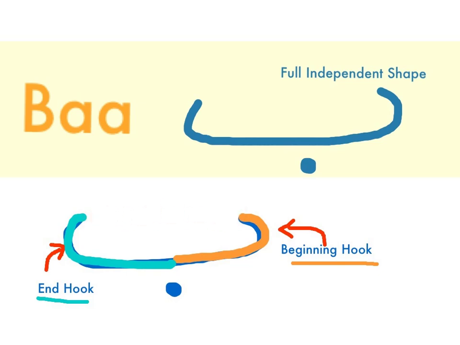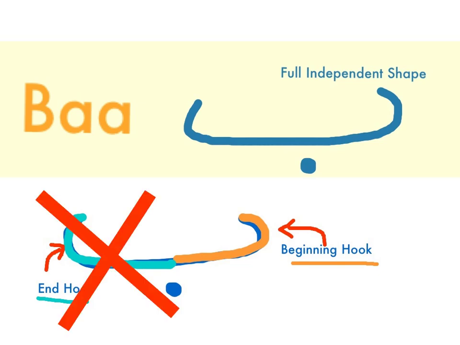The main part of the letter, that is the beginning tooth, and the dot always appear in the letter no matter where in a word it is written. However, the final tooth is not always written. Think of the final tooth as the tail of the letter that is only written when ba is written at the end of a word or independently. Just to be clear, the final tooth is only written when ba is written at the end of a word or independently.